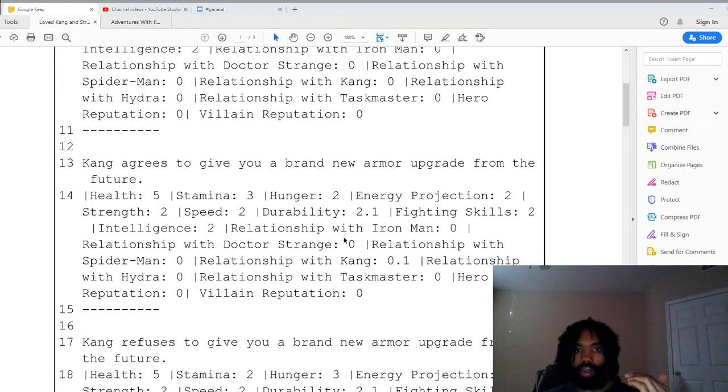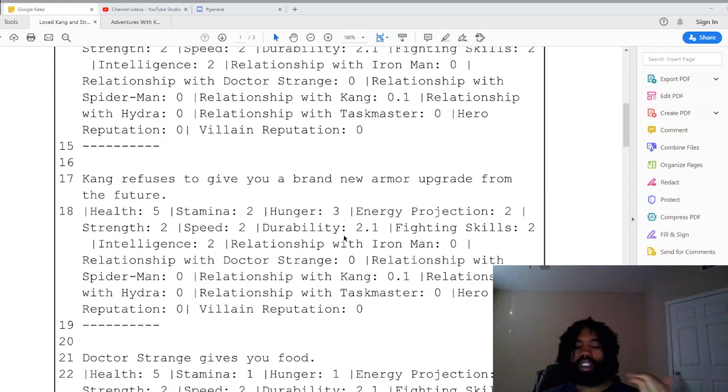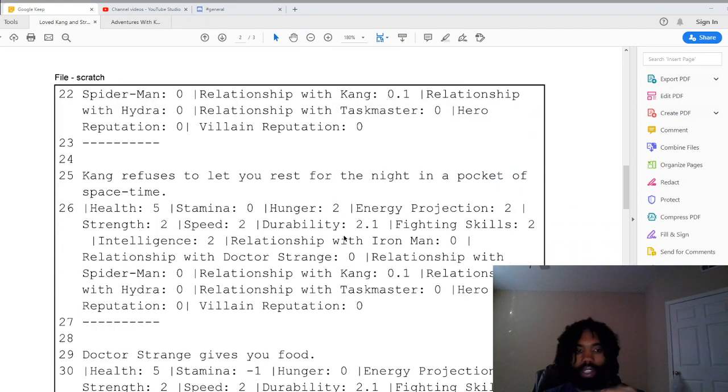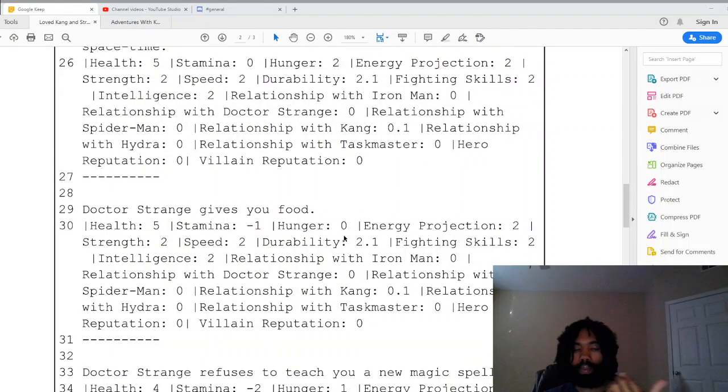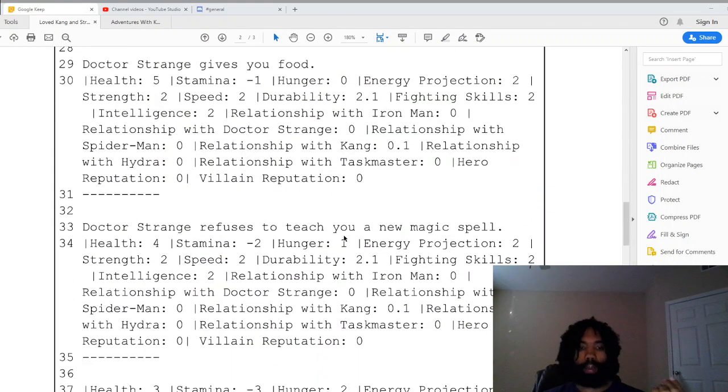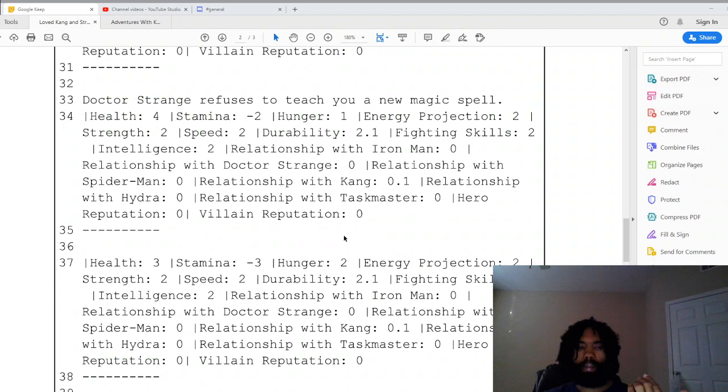Now, if you've been paying attention to the pattern of this AI's behavior, this AI has solely interacted with Kang the Conqueror and Doctor Strange so far. And you may be wondering, well, why would they focus on these two characters in particular? And my thought process would have to be an element of fear, wonder, and priority.